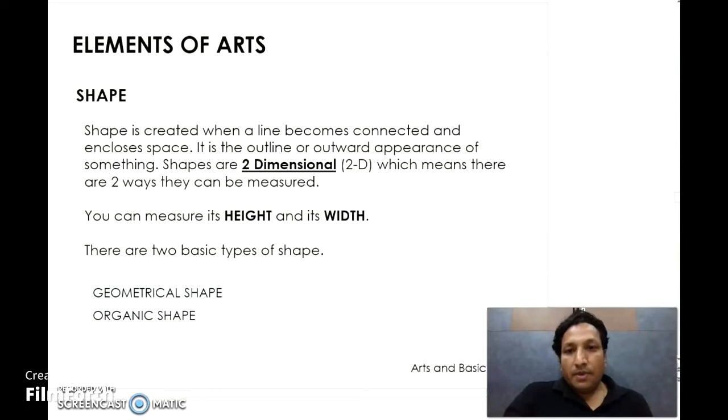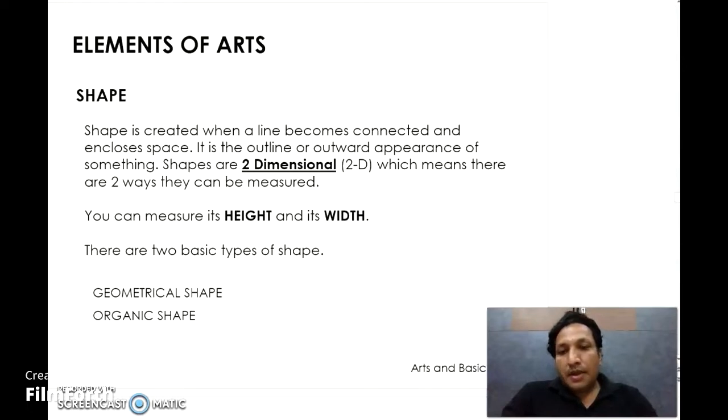Now I am moving to the shape. Shape is a combination and enclosure by the lines only. Shape is created when a line becomes a connected and enclosed space, and it always has a two-dimensional x or y axis. You can measure its height and width also.